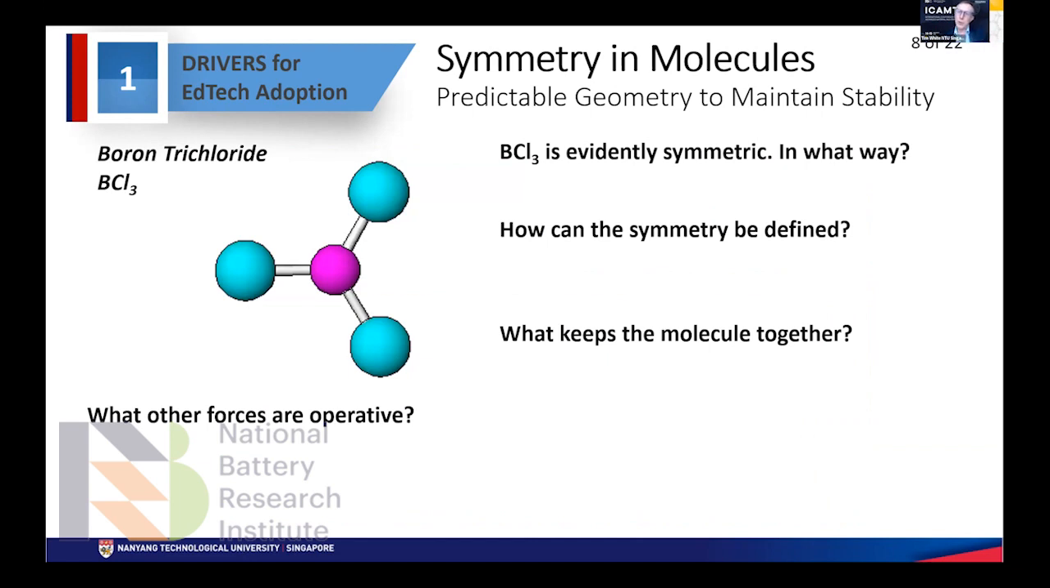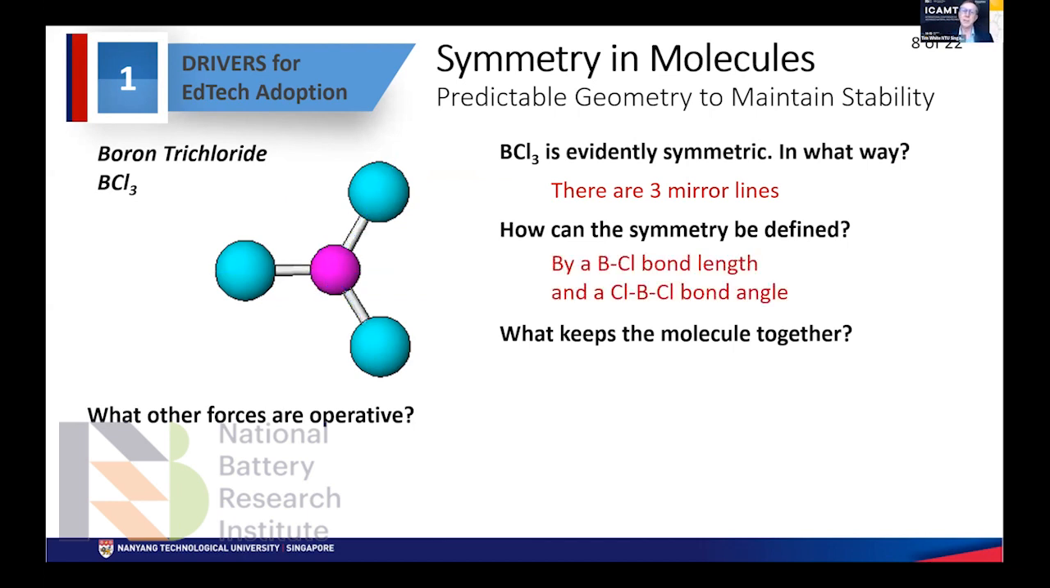From that, we then move to something which is a bit more chemical. This is really building upon what many of our students would have from high school, understanding what happens inside an isolated molecule as distinct from a crystal. So we could start with something simple like boron trichloride, and we ask them to help identify intuitively what the symmetry elements are that are there. And of course, most of them can do it. They can see that there are mirror lines there. And then you can have a discussion about what defines the symmetry. And it would be things like the bond angle and the bond length. Again, very simple concepts to begin here. And then what keeps the molecule together?